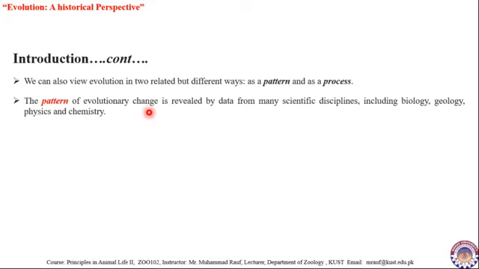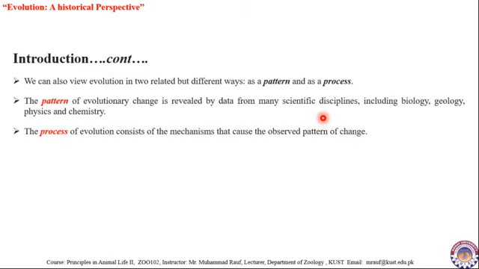So the pattern of evolutionary change is revealed by data from many scientific disciplines, including biology, geology, physics, and chemistry. These are the different sources of knowledge which give us an idea whether the pattern of evolution is convergent, divergent, parallel evolution, or coevolution. The process of evolution consists of the mechanism that causes the observed pattern of change. Here, what Darwin reported as natural selection was the process responsible for evolution.